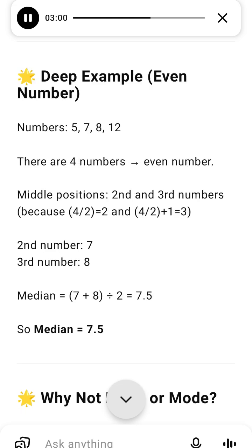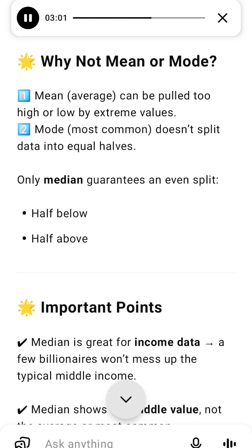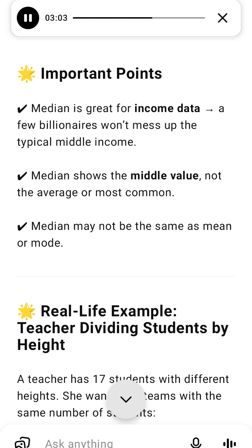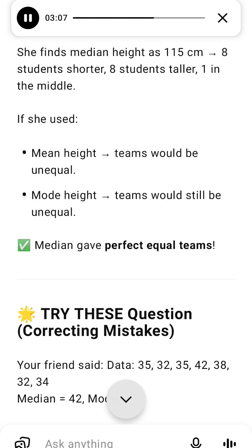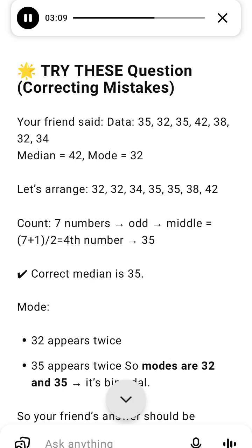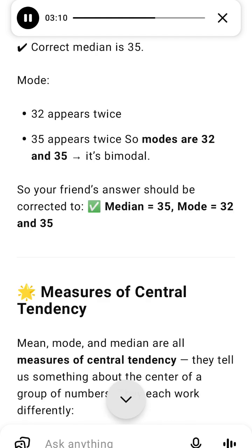Why is median important? Median shows the middle point of your data. Median is not affected by extreme values, very high or very low numbers. Example, if most people earn around 20,000, but one person earns 1 crore, the average mean shoots up, but the median stays close to 20,000, giving a better picture of what's typical. Median helps you divide things evenly, like making equal teams based on heights or marks.